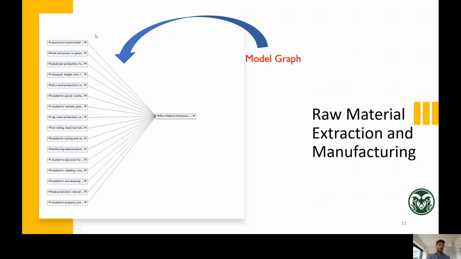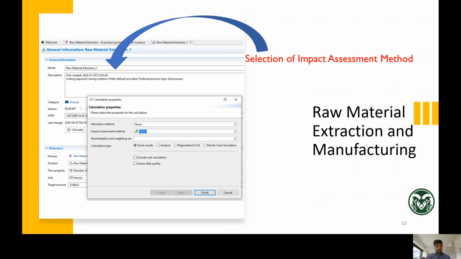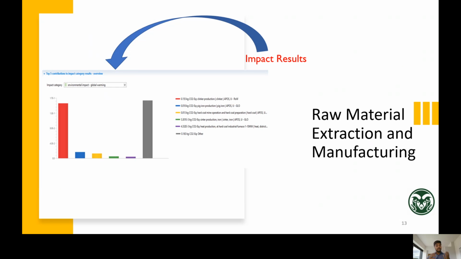After this, the model graph for this particular phase shows that all these sides on the left-hand side are the input processes for just one particular phase, raw material extraction and manufacturing. Similarly, this was developed for the other three phases as well. Thereafter, we chose TRACI as our impact assessment tool to evaluate the environmental impacts. And this is an example snapshot of impact results for one environmental impact indicator, such as global warming.